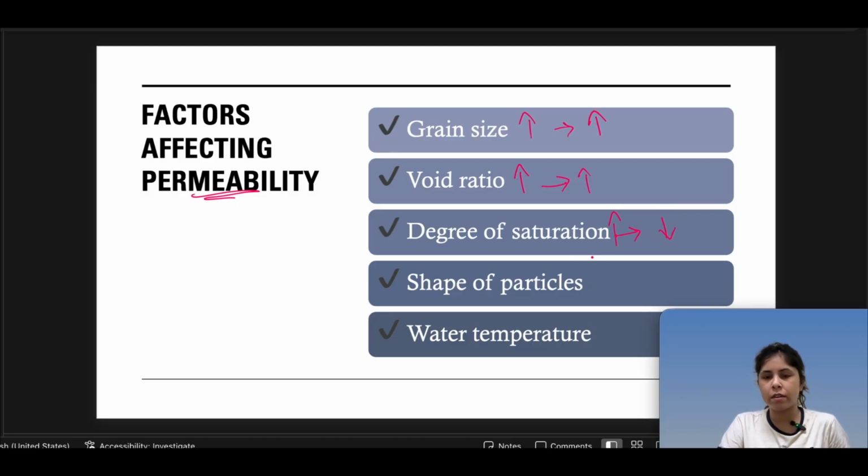that also affects permeability. And water temperature. The higher the temperature, the higher will be the flow. So if we increase the temperature, even if we are using it for clay only, the permeability will increase. So these are the factors which affect the permeability.